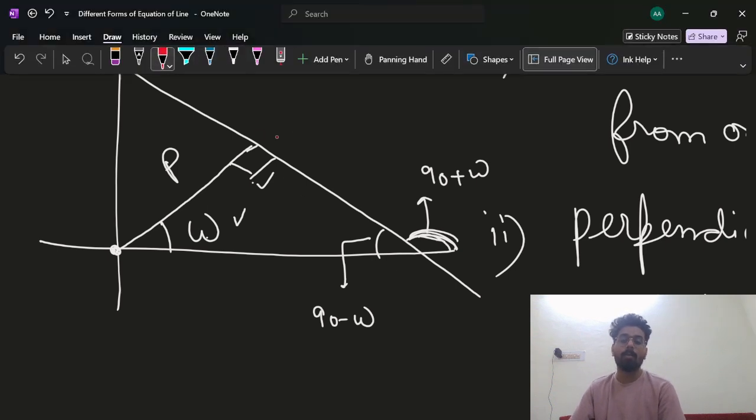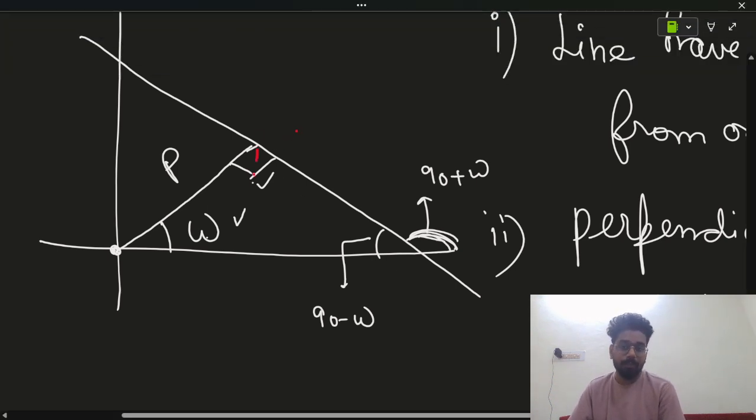And apart from this, what you can do, guys, you can drop a perpendicular from, I need one more point. I need one point. So drop a perpendicular from here. Let's now understand. Let's call this A. Let's call this B. This point, which lies on the line.